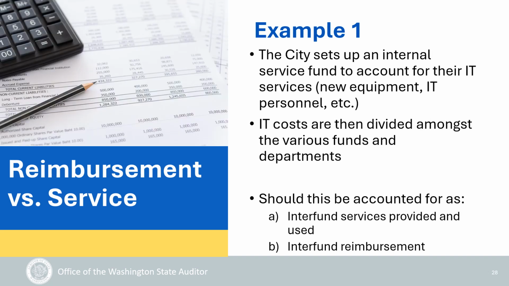Example 1. The city sets up an internal service fund to account for their IT services. The fund will purchase and manage new IT equipment like laptops, monitors, TVs, etc. This fund will also pay for the IT employees' salaries and wages and other IT-related costs. The IT costs are then divided amongst the various funds and departments. Should this be accounted for as an interfund service provided and used, or is this an interfund reimbursement?